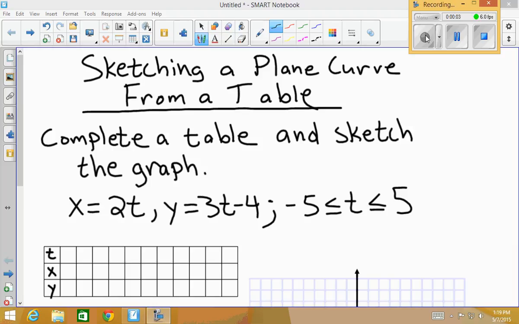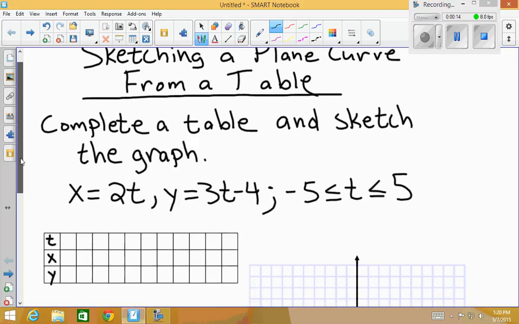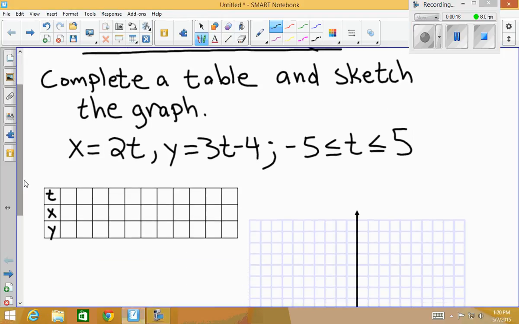One of the things that we like to do when we run across a plane curve is to try to sketch the graph of the curve. And the most straightforward method, or at least initially the most straightforward method, is to do that by completing a table. Remember that a plane curve includes parametric equations describing x and y in terms of a parameter, in this case t, where that t, that parameter, runs over a certain interval.